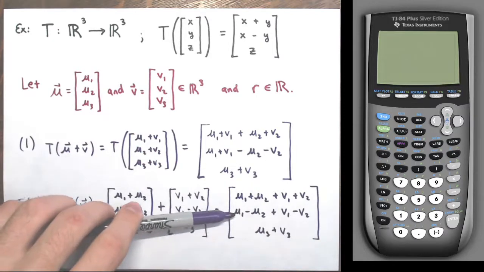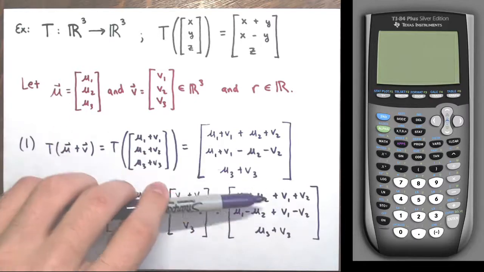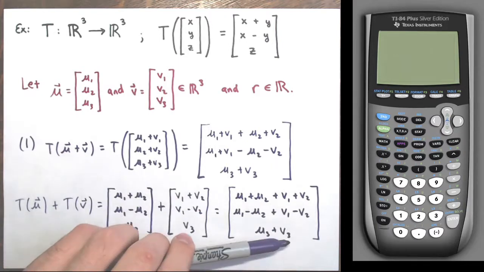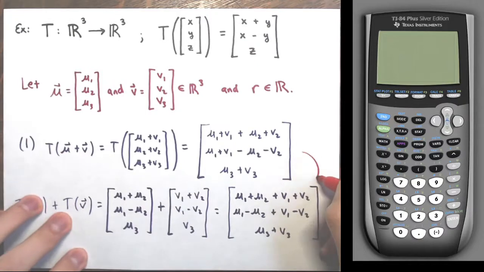Second components both have u1, negative u2, see that? Positive v1 and negative v2. So the second components are the same, and then u3 plus v3, same third components. These indeed are equal.